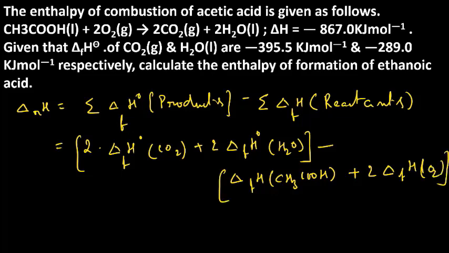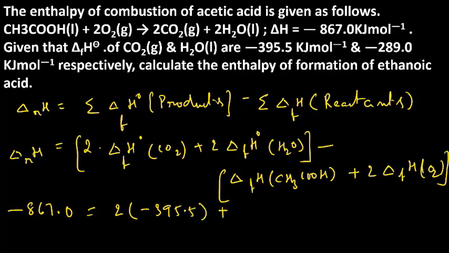Now this value is nothing but the enthalpy of reaction. What is the enthalpy of reaction? Minus 867.0 is equal to 2 into enthalpy of formation of carbon dioxide, which is minus 395.5, plus the enthalpy of water, which is minus 289. So this is 2 into minus 289, minus that of acetic acid.